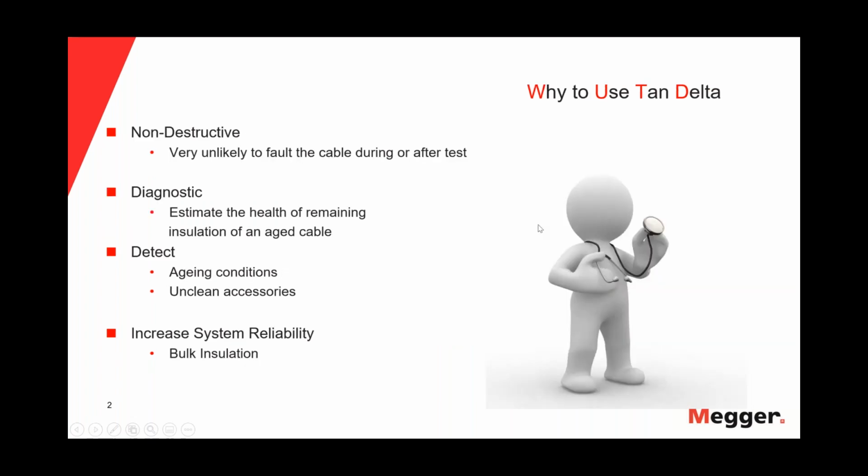Now we'll go into why to use tan delta. Of course, this is a non-destructive test. It is very unlikely to fault the cable during or after this test. It's a diagnostic, so it can estimate the health of the remaining insulation of an aged cable. It's also used to detect aging conditions and possible unclean accessories as well, either a termination or a splice. And then, of course, it increases system reliability in the bulk insulation.